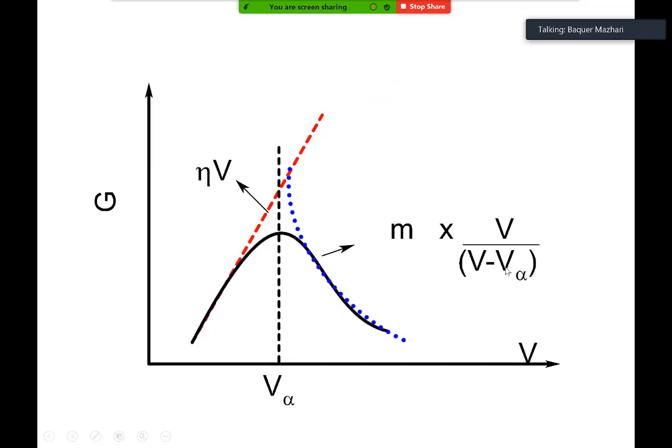So let me show you here. If I look at the function G, the exponential characteristics give rise to a linear line like this, while the power law characteristics give rise to an expression of this kind, M V by V minus V alpha. Note that as voltage comes close to the threshold point, this function tends to blow up. And so the two together give rise to a well-defined peak in the characteristics. So if you determine the derivative of the log plot against V, it nicely indicates the transition point as a peak.